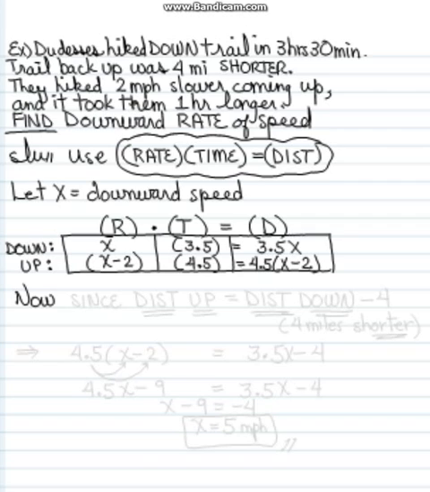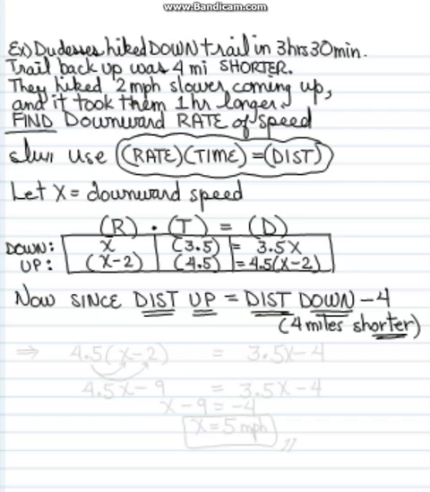The distance traveling up was equal to the distance traveling down minus 4. That's what they told us. They said it was 4 miles shorter coming up. We're going to use that information to grab some data off of our chart, our table, and form an equation. The distance going up, that would be the value in the third column of the second row. That's 4.5 times parenthesis x minus 2.